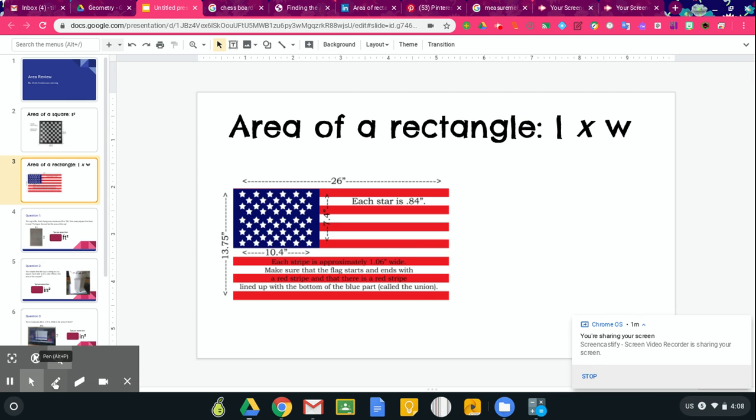The next one is going to be over how to find the area of a rectangle. So this is an American flag. With a rectangle, you'll have two different side lengths. If they're the same, it would be considered a square. But you find the area pretty much the same way. You multiply the two sides.